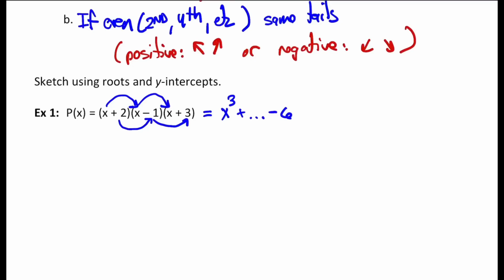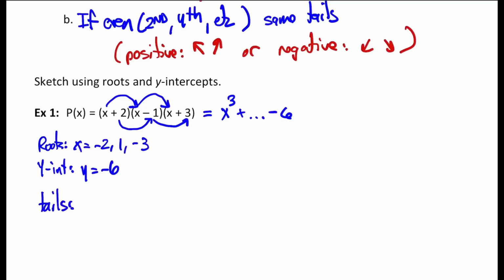So this is very easy to get now because the roots I can get from my factors, right? A negative 2, a positive 1, and a negative 3. So I can do that quickly. Here are my roots. X equals negative 2, 1, and negative 3. My y-intercept, y equals negative 6. What's left? End behavior. We sort of talked about already. It's a positive cubic, so my tails are going to look like that.